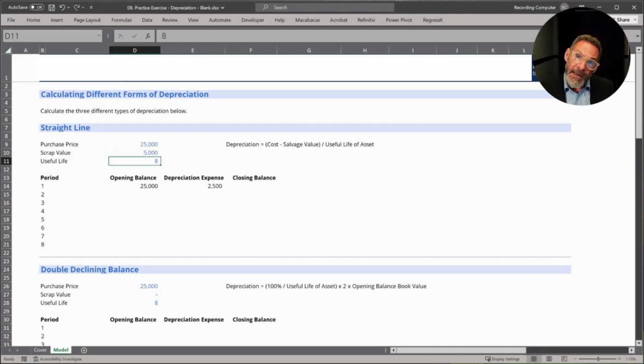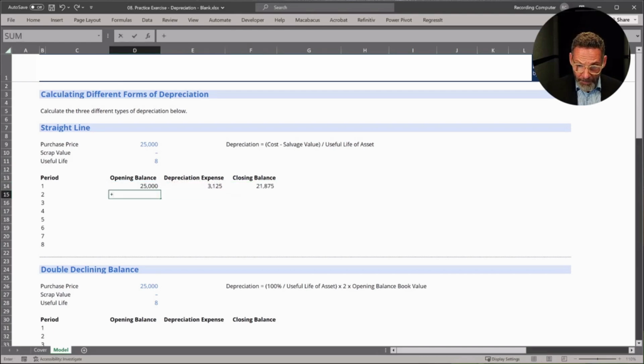Our formula then updates, and basically we're saying there's only $20,000 of expense over 8 years, so we'll divide that up, and the amount each year will be $2,500. Okay, so let's put that back to 0. Our closing balance on our balance sheet is going to be the opening balance, simply minus the depreciation expense.